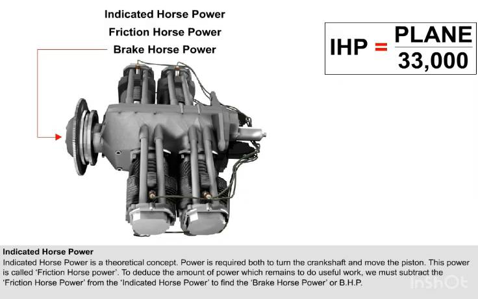Indicated horsepower is really only a theoretical concept. Power is required both to turn the crankshaft and move the piston. This power is called friction horsepower. To deduce the amount of power which remains to do useful work, for example to turn the propeller or drive a gearbox, we must subtract the friction horsepower from the indicated horsepower. What remains is called brake horsepower, or BHP.